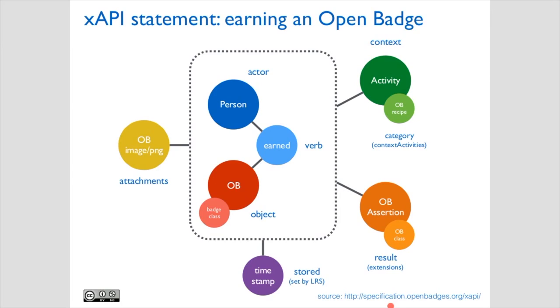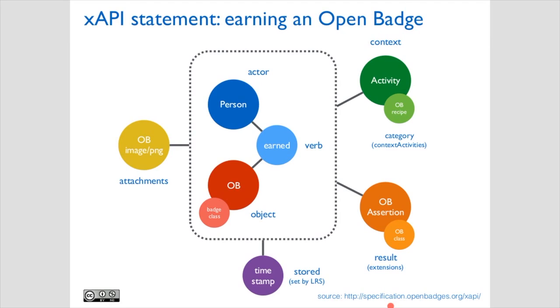you would include the actual image of the badge as an attachment. You might identify the activity that was being done and the recipe for that open badge, being ascribed to in the structure of the statement, in the category of the context activity. And we could look at the assertion by the badging system as a result.